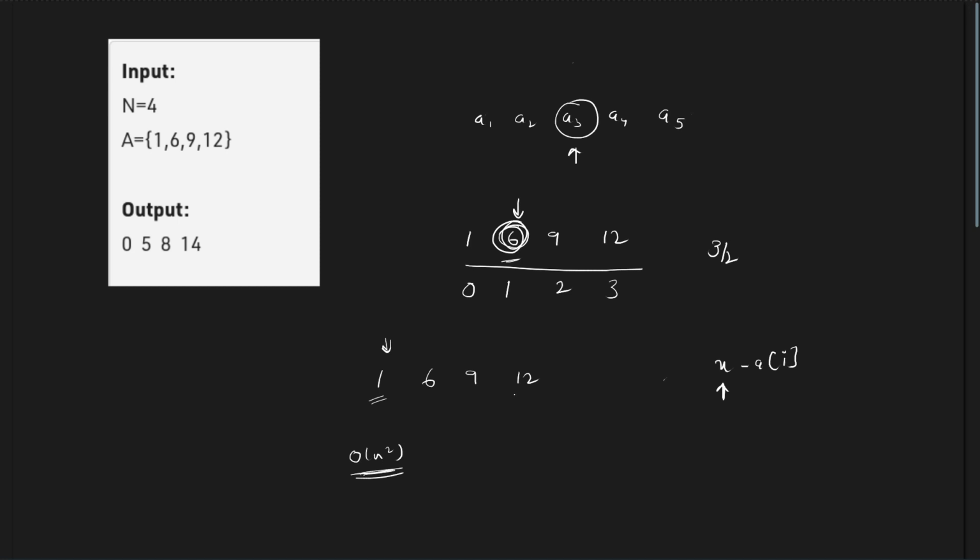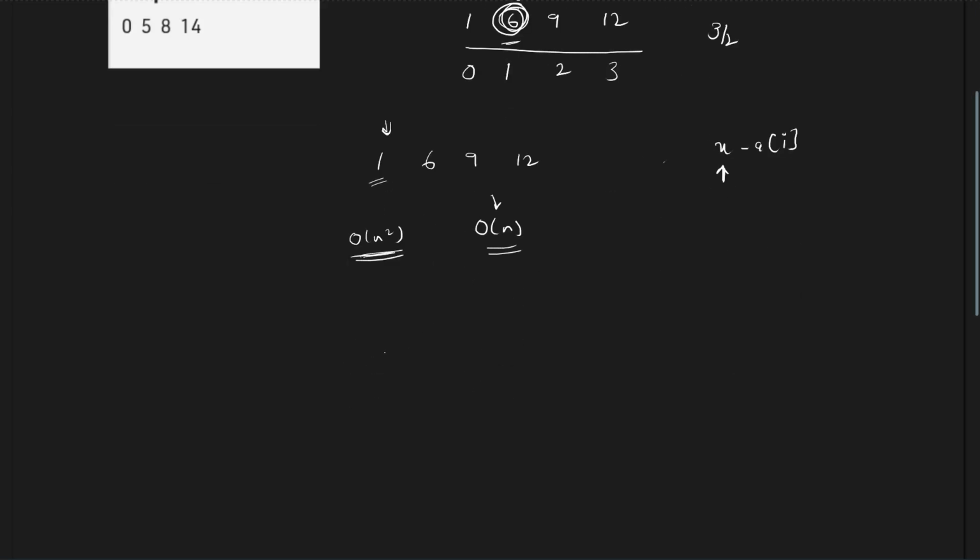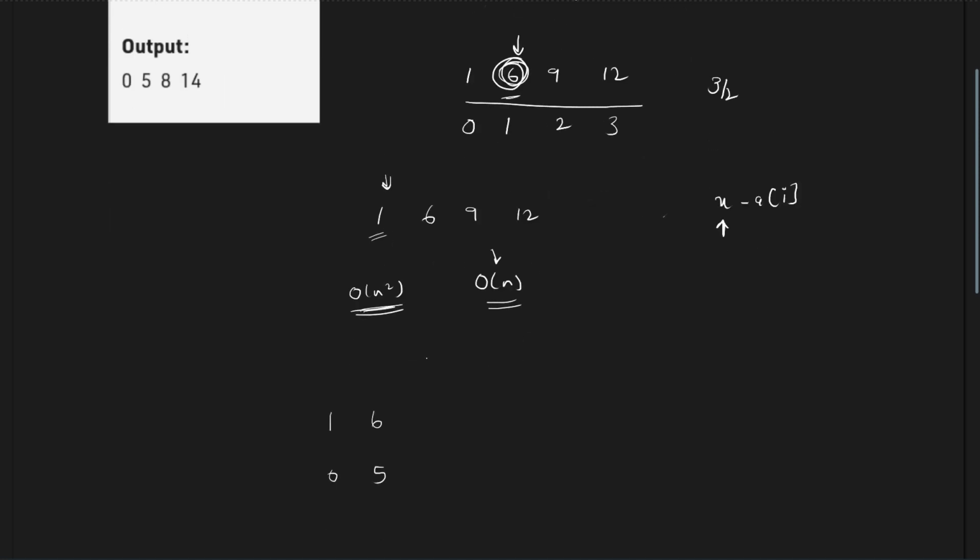So how do we do this in O of n time? The problem is this. To do this in O of n time, there is a very neat observation in this particular problem, and that is once you have already calculated the answer for, for example, the first two values. So for the first two values, the answer was 0 and 5, right? You don't need to calculate it again for all the values. You just need to calculate it for the latest values.